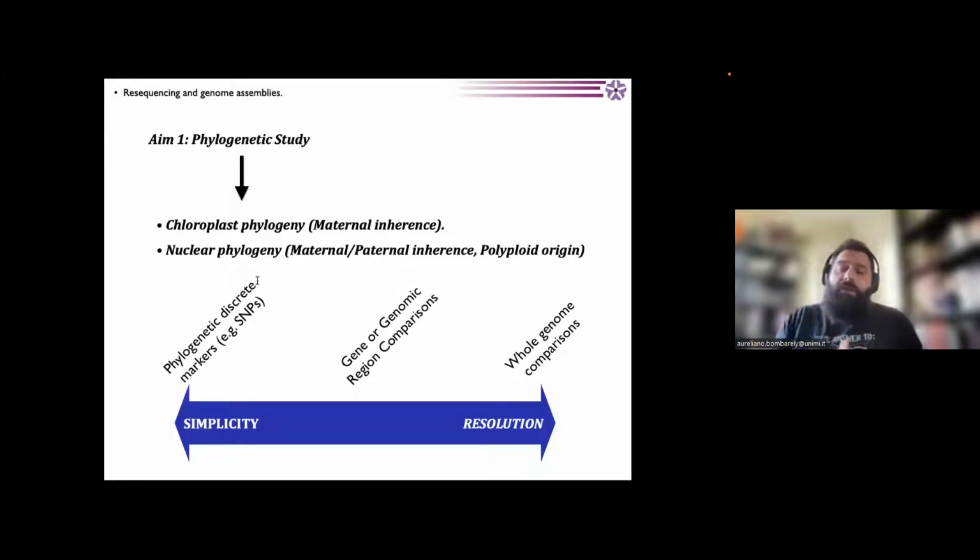As I remember, our first aim was to put everything in a phylogenetic context, trying to see where the origin is. So we did 2 main phylogenies, one with the chloroplasts and the other with nuclear genes: the chloroplast to get the maternal inheritance of this clade, and the nuclear phylogeny to fill the gaps of these more complex stories.